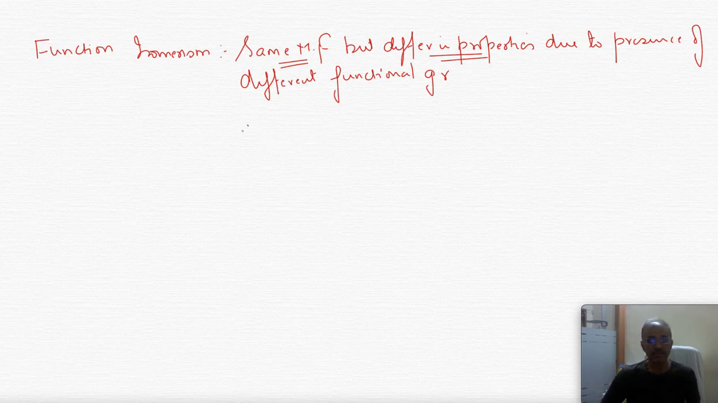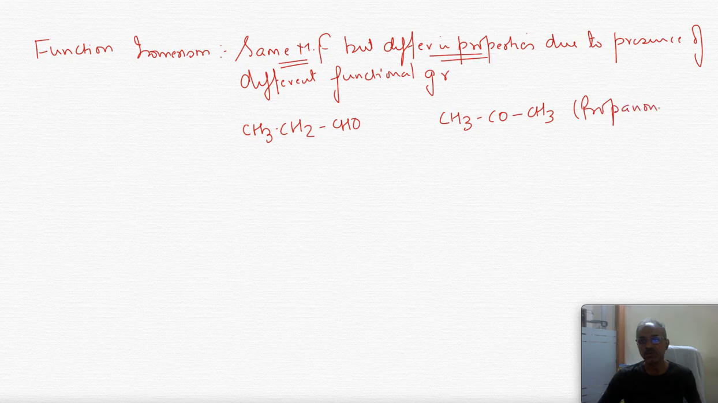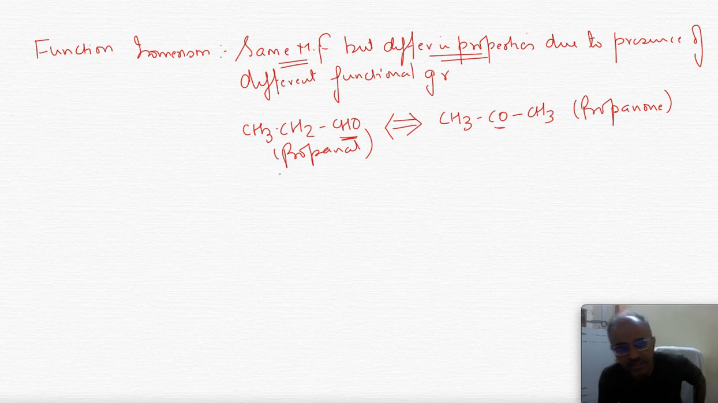Take for example CH3CH2CHO, that is propanal. Similarly, it can also be written as CH3COCH3, which is known as propanone. This is propanone, and this is propanal. You see the molecular formula of both the compounds is the same, but their functional group has changed. Here it's an aldehyde and here there is a ketone. Right.